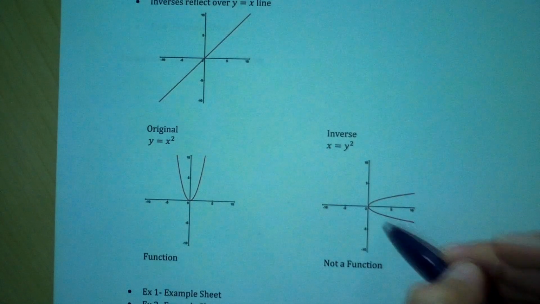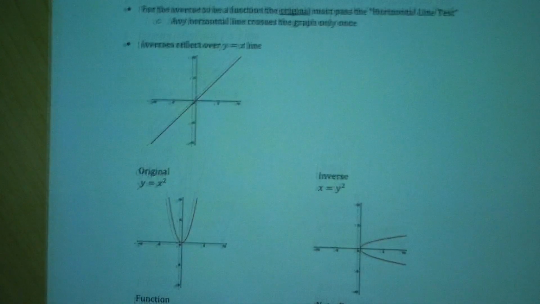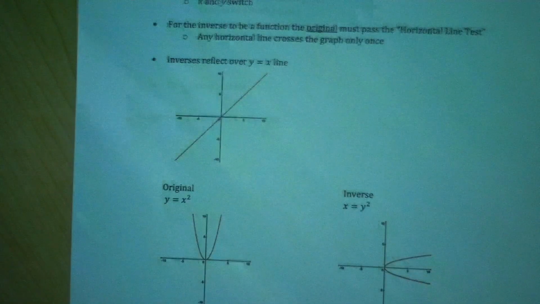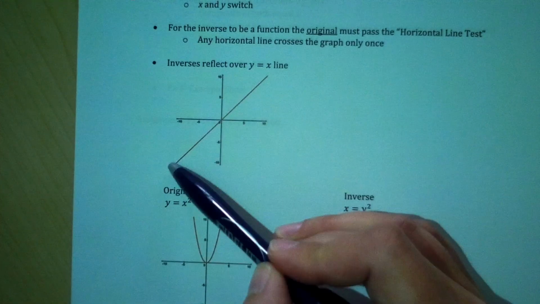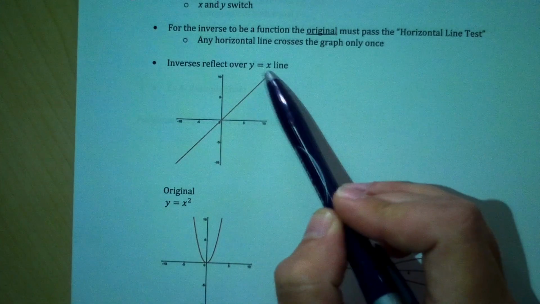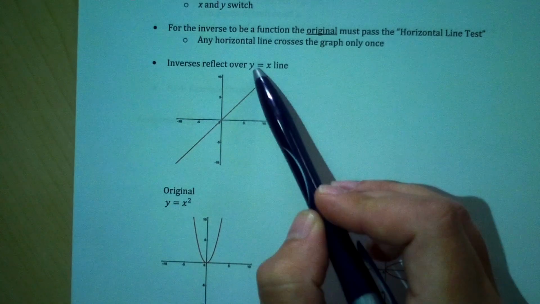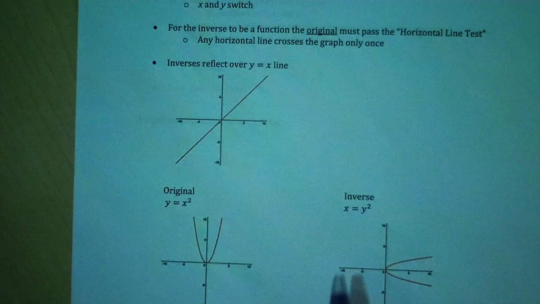Our inverses are always going to be reflections of each other over the y equals x line. So the y equals x line is just going through 0, 0 there, and the line has a slope of 1 because there's nothing with the x, which means it would be 1. So your graphs are always going to flip over that line if they're inverses of each other.